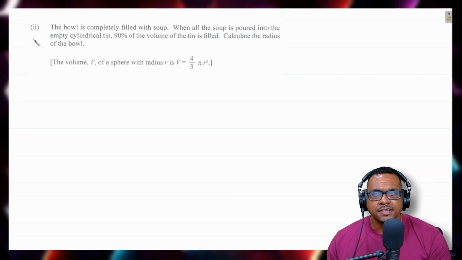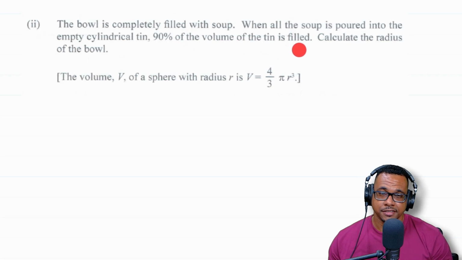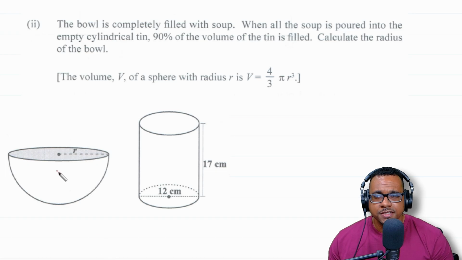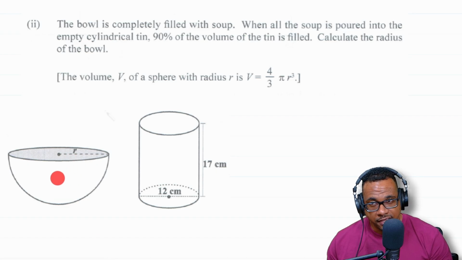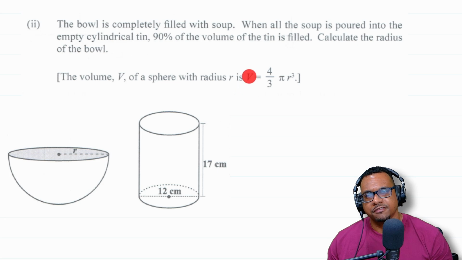Now moving on to part A, part 2, we have the bowl is completely filled with soup. When all the soup is poured into the empty cylindrical tin, 90% of the volume of the tin is filled. Calculate the radius of the bowl. So looking at the shapes, the bowl is half of a sphere. That's why they gave us the volume V of a sphere with radius R is V is equal to 4/3 pi R cube. So this is the volume of a whole sphere.